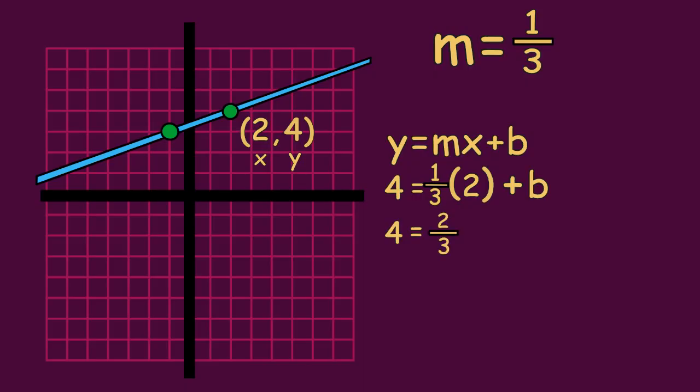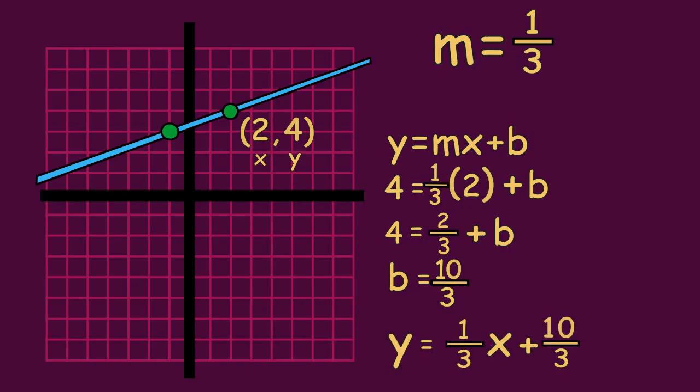Now simplify. 1/3 times 2 is 2/3. If we subtract this from 4, we will get b equals 3 and 1/3, or 10 over 3. So b is 10 over 3. We have m, we have b. That means we have the equation for the line. Y equals 1/3 x plus 10/3.